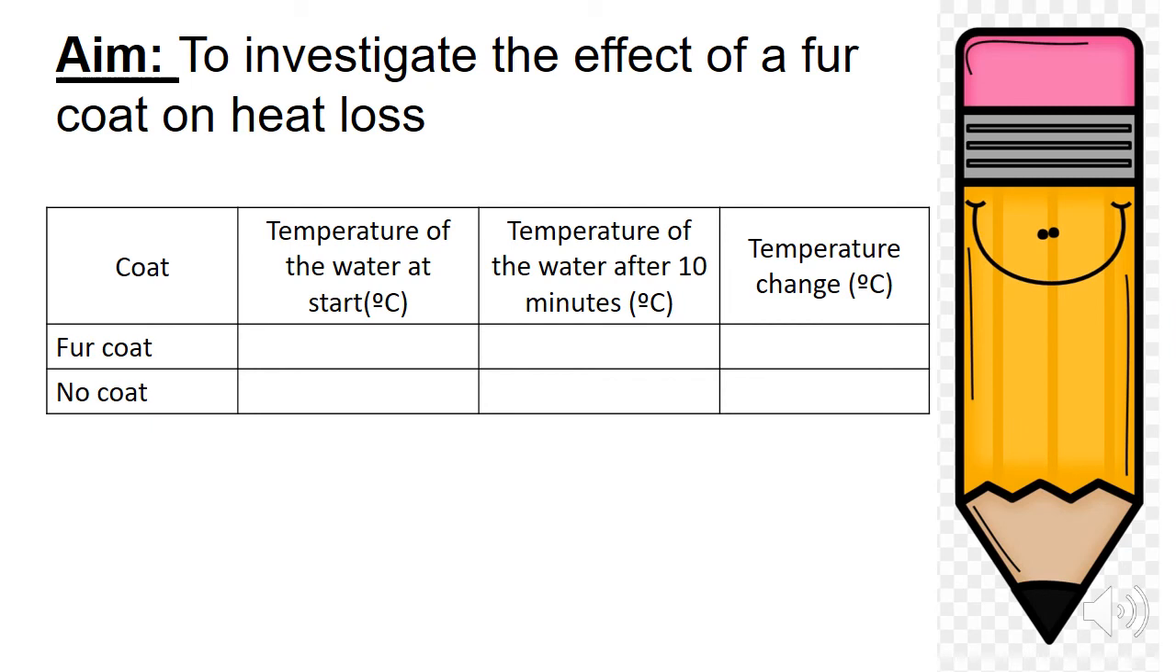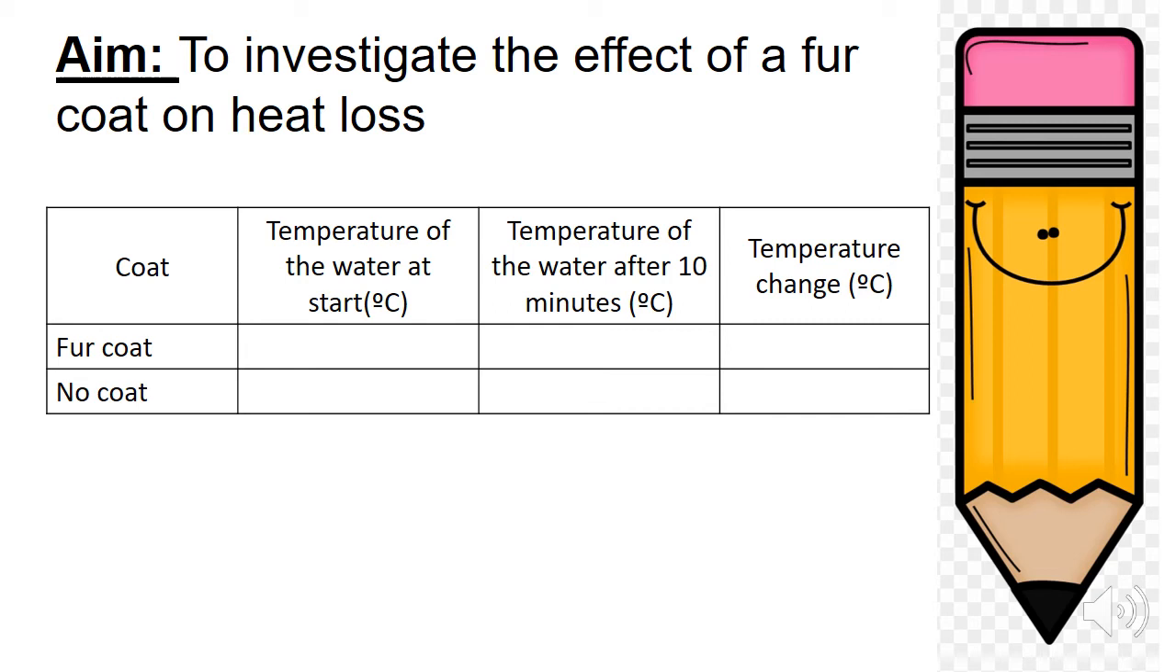Now then, year 6, what we now need to do is draw a results table to collect our results in. With most results tables, in the first column, we always include the independent variables. So in this case, it's do they have a fur coat or no coat?